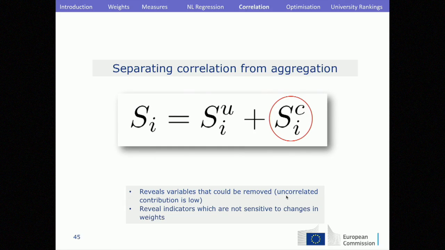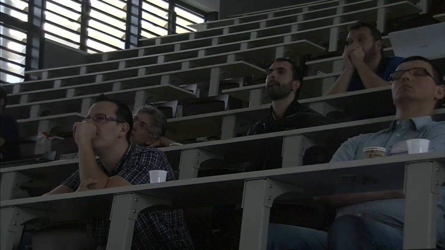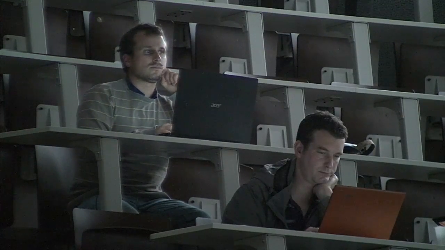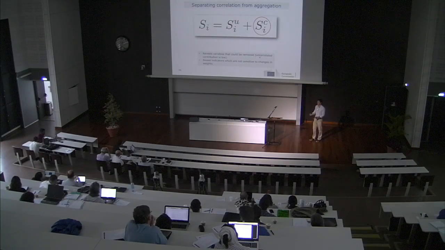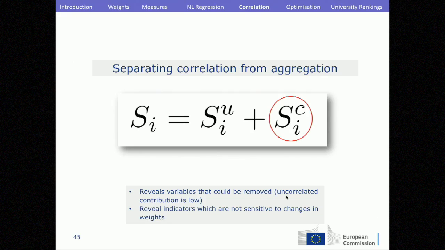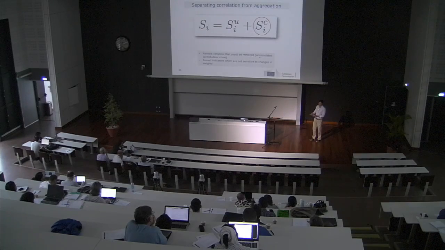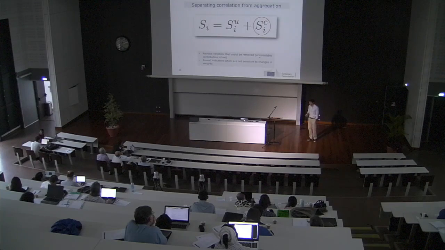In the context of composite indicators, why would we want to do that? Well, one reason might be that you would reveal variables that could actually be removed, because if the uncorrelated contribution is quite low, that would mean that the information in that variable is already contained in other variables anyway. So there's not really much point in it being there in some senses. And the other thing is, it will reveal variables which are relatively insensitive to changes in weights, because if you change the weight of a variable, you're just affecting the uncorrelated part, not the correlated part. So in a sense, the uncorrelated SI is a kind of measure of sensitivity to weights in some strange sense. So there might be lots of ways that you could explore this in terms of composite indicators.